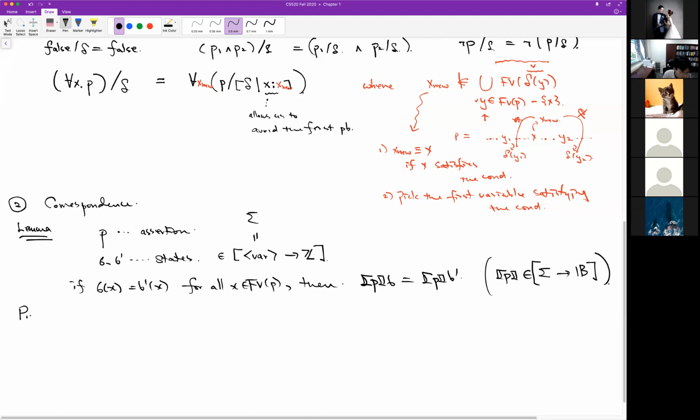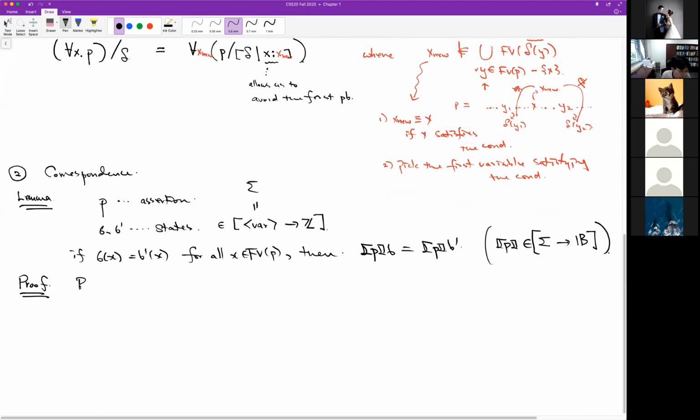The same kind of thing we also said for integer expressions. Given an integer expression, if you have two states which give the same value for all free variables appearing in the integer expression, then the integer expression will mean the same integer value on those two different states. So this is a similar kind of result, which intuitively says the value of an assertion depends only on the value of free variables. Now the proof is by structural induction.